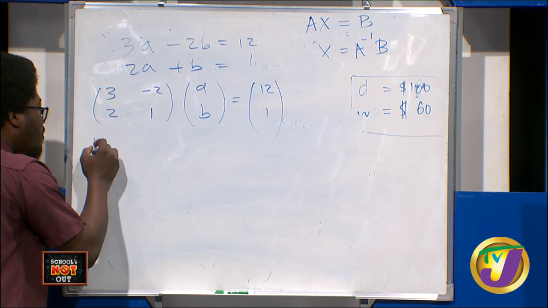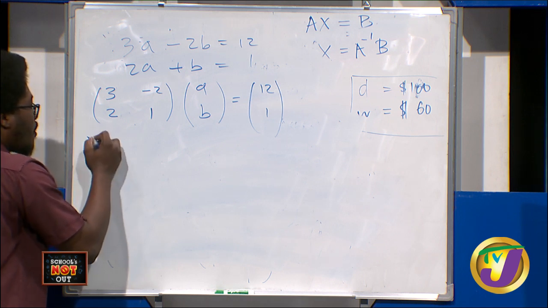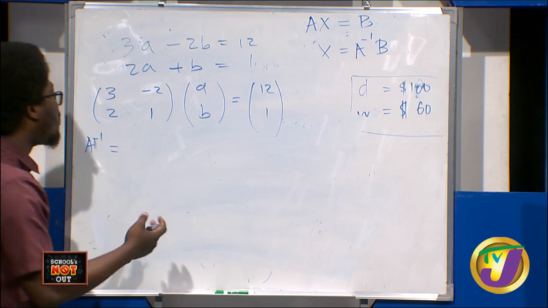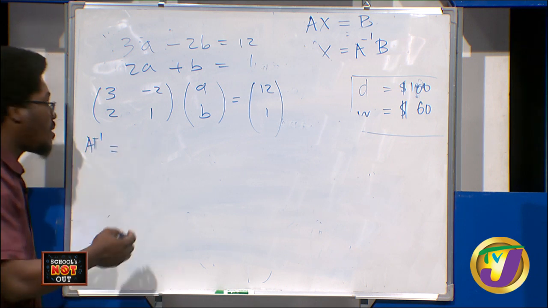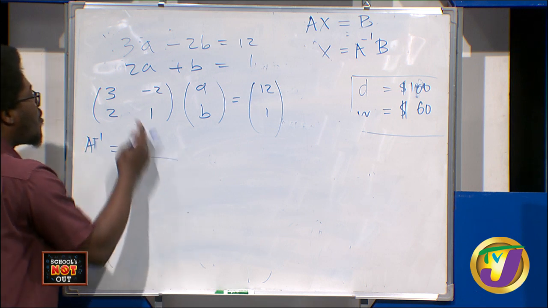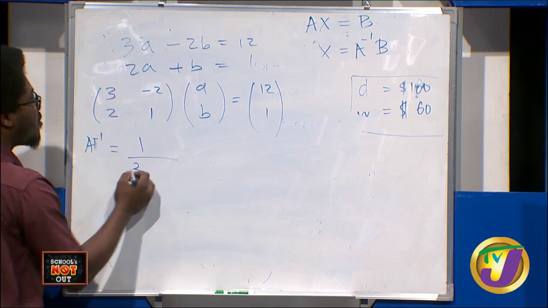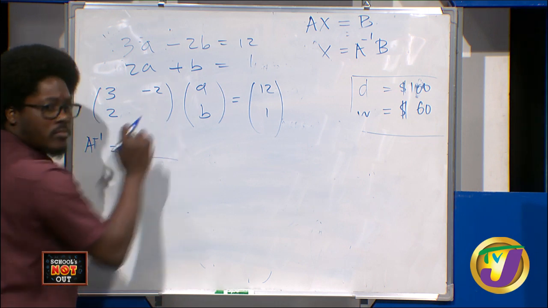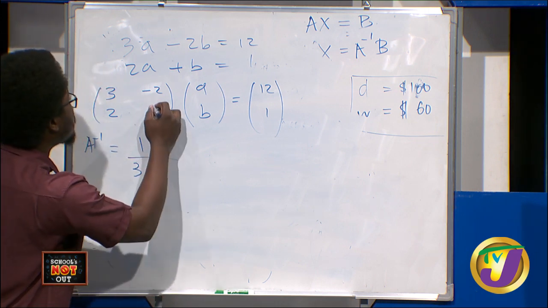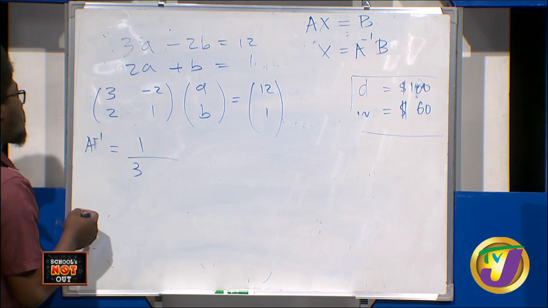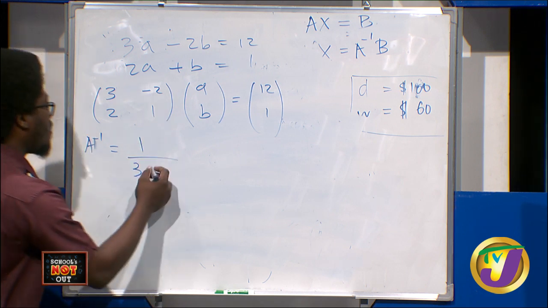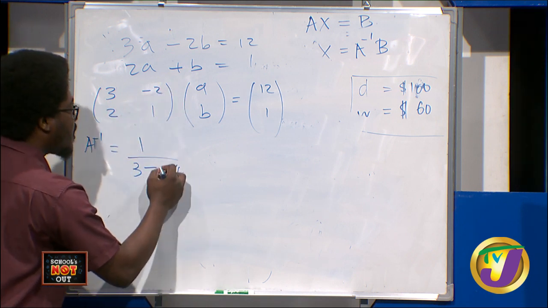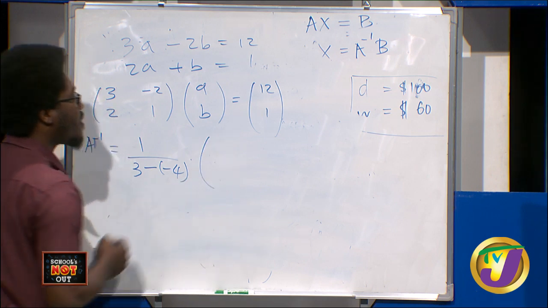Now remember, the inverse of matrix A is equal to 1 over the determinant multiplied by the adjoint of the matrix, which is going to be 1 over the product of the leading diagonal, which is 3 times 1, which is 3, take away the product of the non-leading diagonal, which is going to be negative 4. And we multiply that by the adjoint.